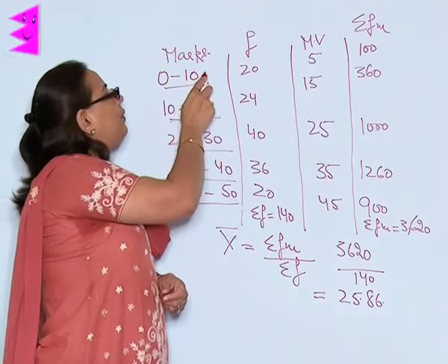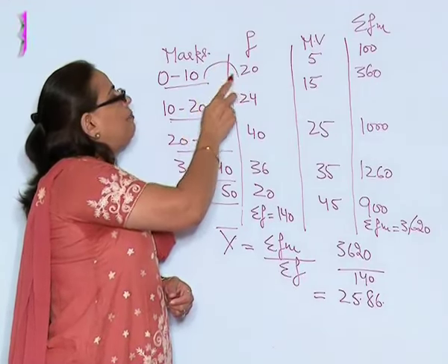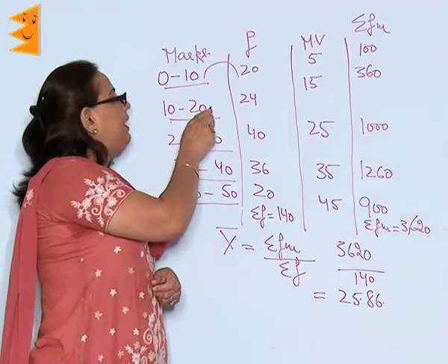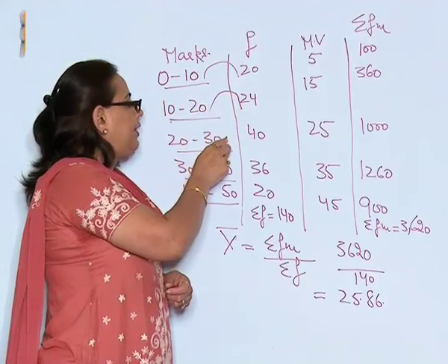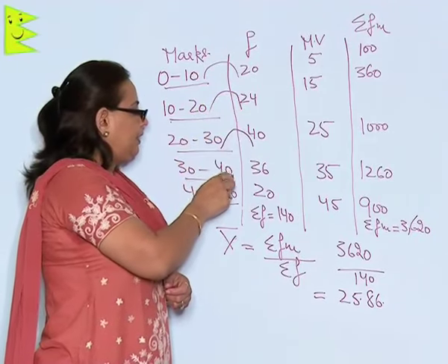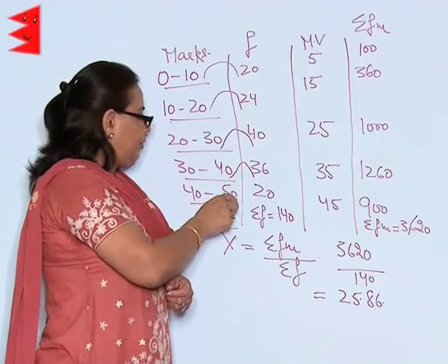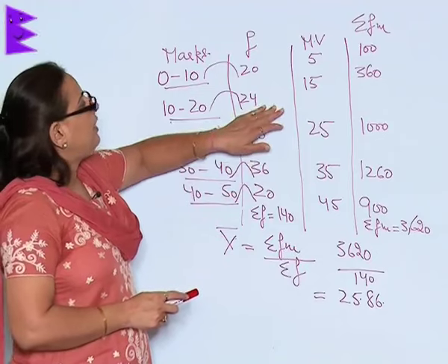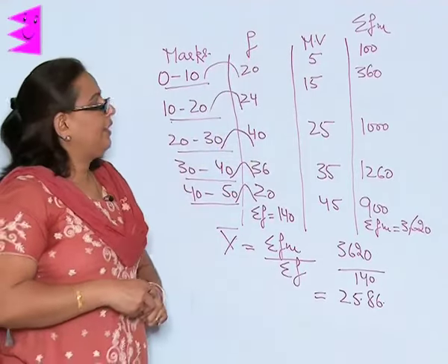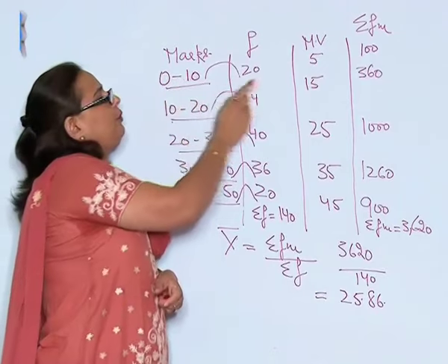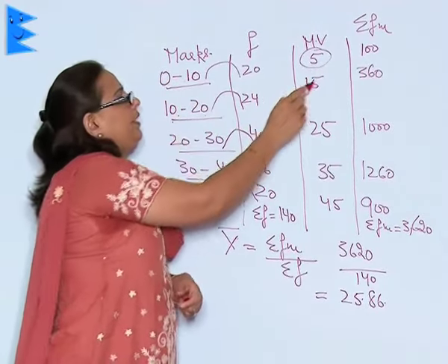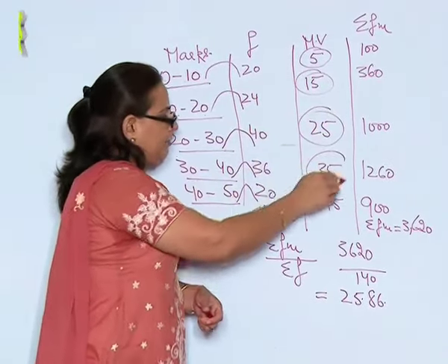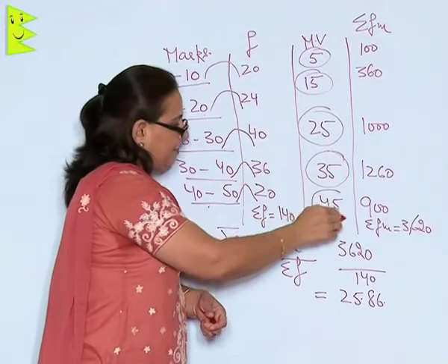From range 0 to 10, the number of students who have secured marks is 20. So the frequency is 20 for the first. Between 10 to 20 it is 24. Between 20 to 30 it is 40. Between 30 to 40 it is 36. And between 40 to 50 it is 20. Now I will find out the mid value of this. To find the mid value, between 0 to 10 it will be 5, 10 to 20 is 15, 20 to 30 is 25, 30 to 40 is 35, 40 to 50 is 45.